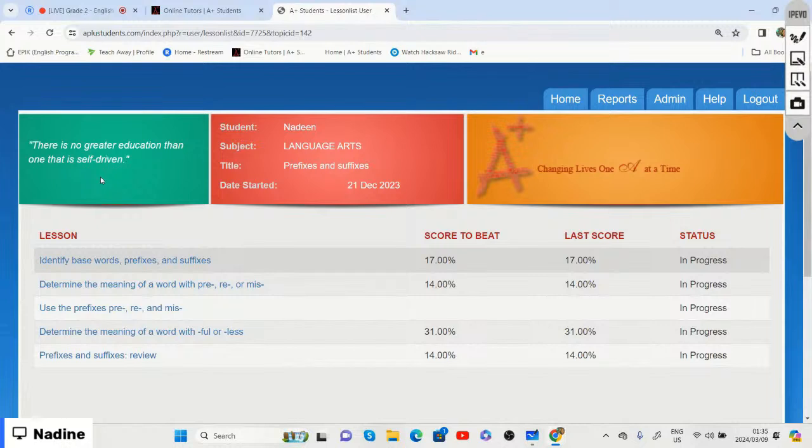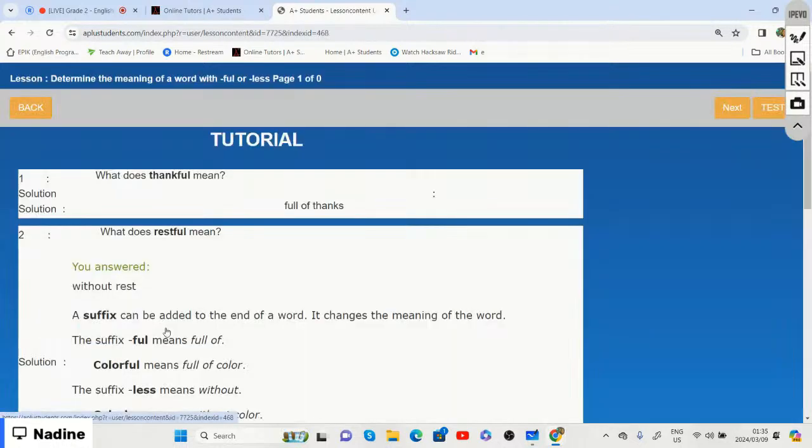Right? So we said that we have the suffix full, which means it is full of, as well as the suffix less, which means without. So we need to determine the meaning of the word full or less. We said full is full of, less means without. Yes, so full of care. That is correct.